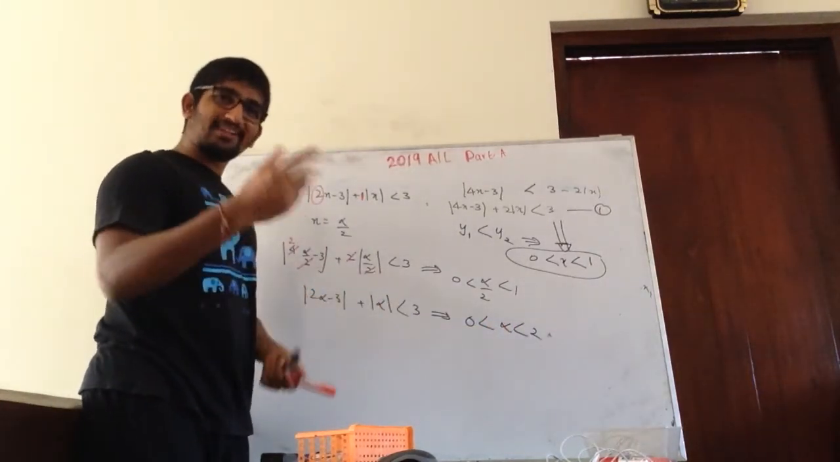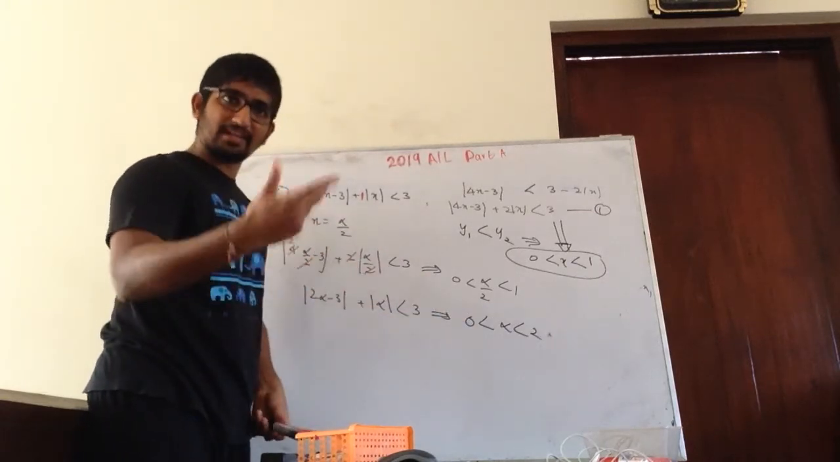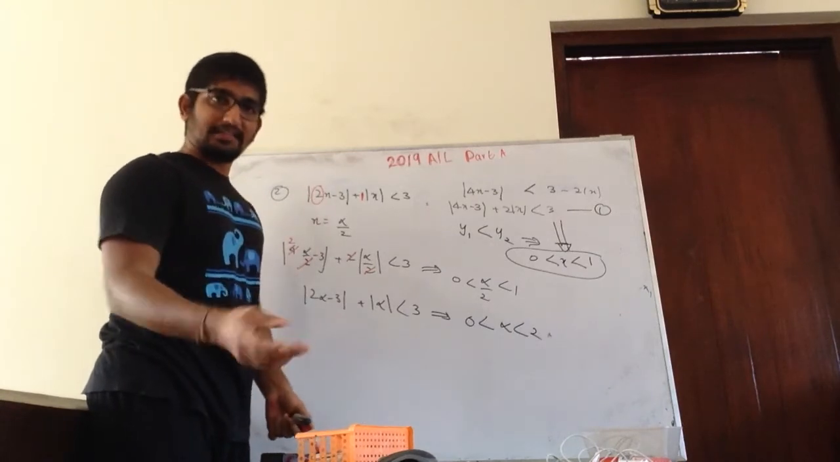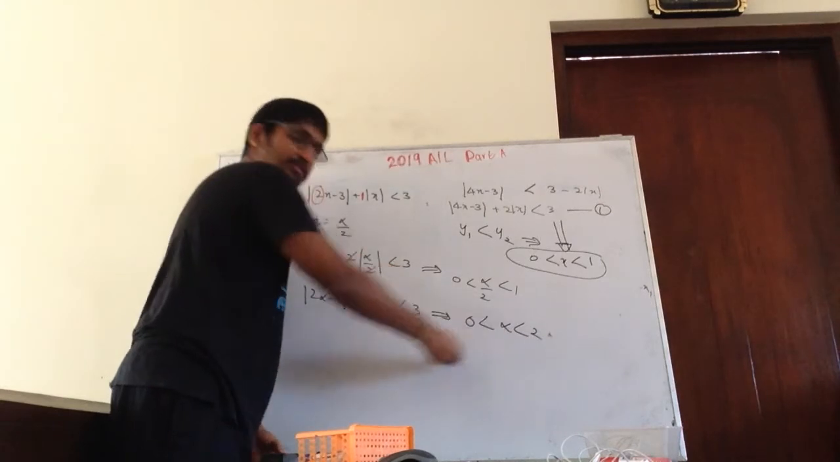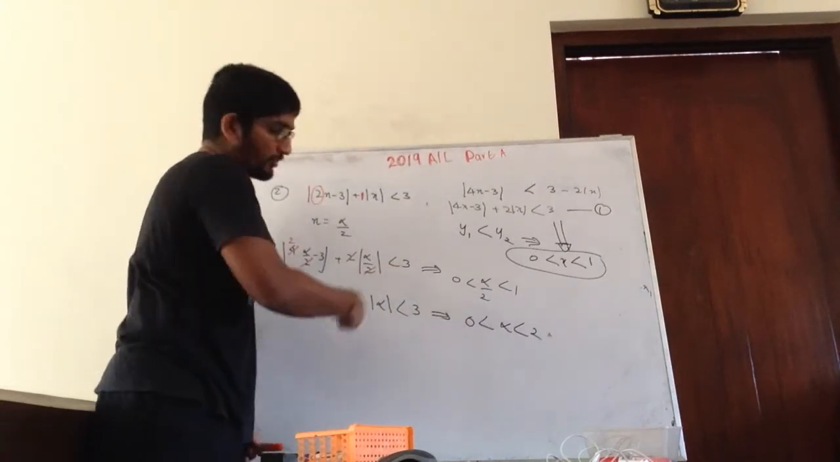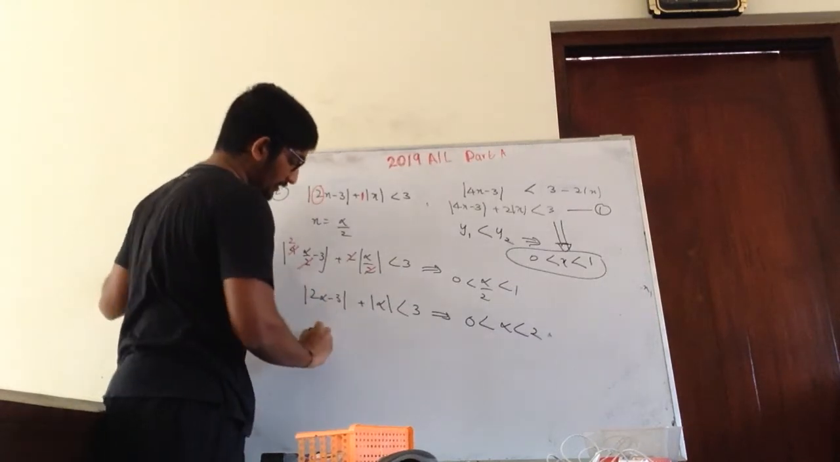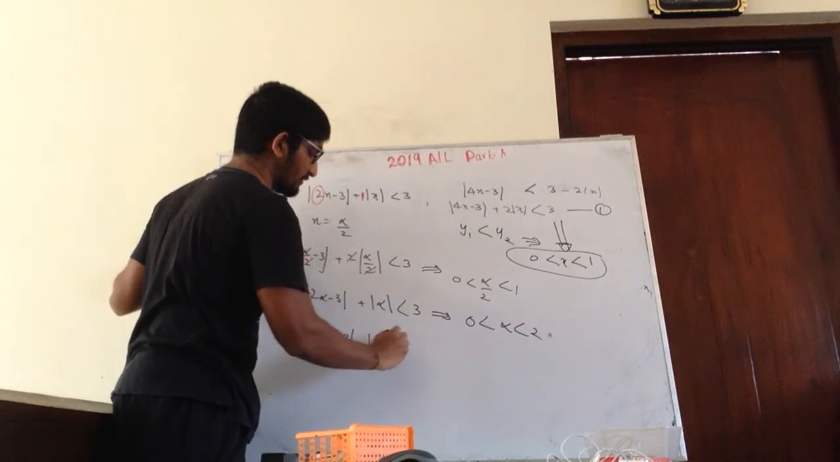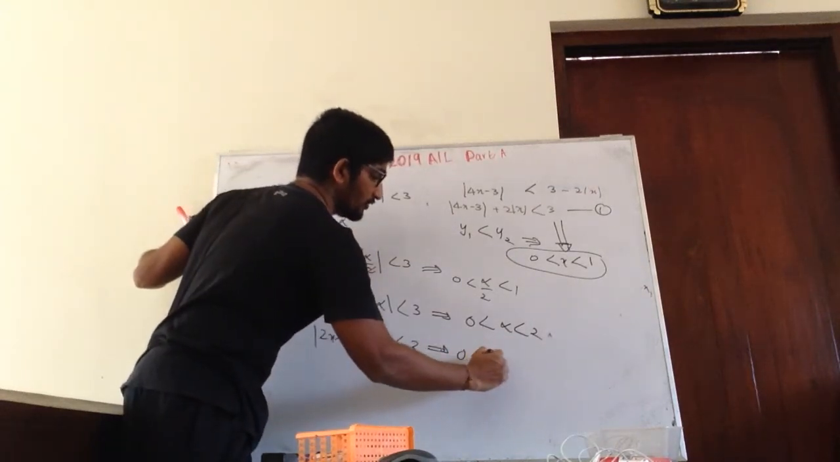So now it's a case of just replacing the variable. Alpha, y or anything is just another variable, and the answer is given by the same variable. So I can put x here, no issue at all. Then I will get 2x minus 3 plus x less than 3. So then it will become x between 0 and 2.